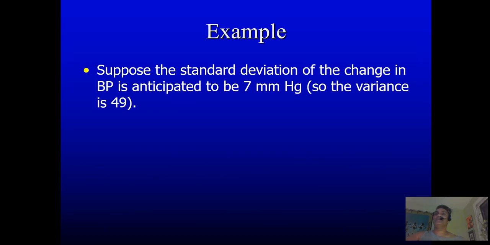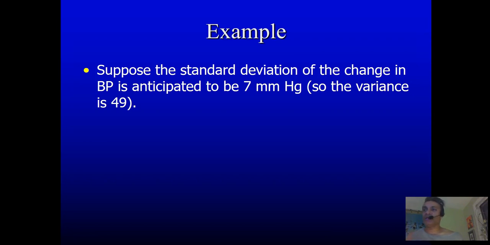Okay, example. You've got a standard deviation in the change in blood pressure you think is going to be 7. So the variance is going to be 49. By the way, how do I know it's going to be 7? I know this from a couple of ways.